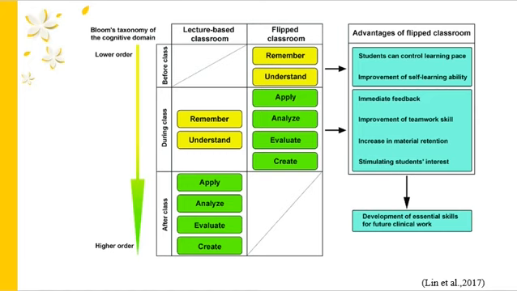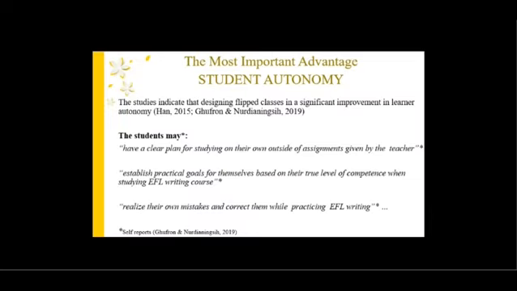This can be a kind of habit for them, and hopefully they can improve their deep learning strategies in this way. In my opinion, one of the most important advantages of the flipped classroom is improving learner autonomy, which is defined as the capacity of learners to regulate their own studies, based on their competence and so on.